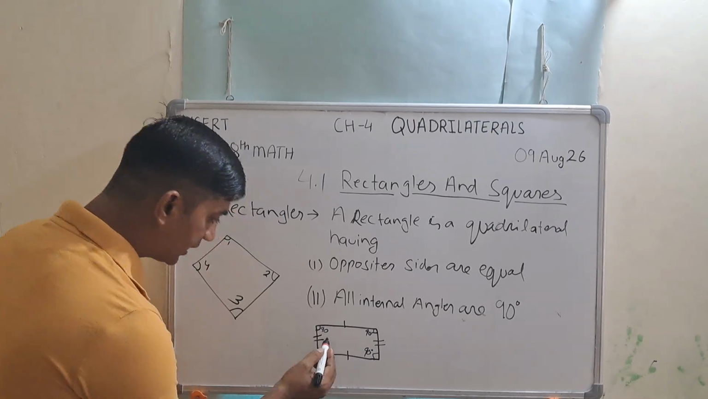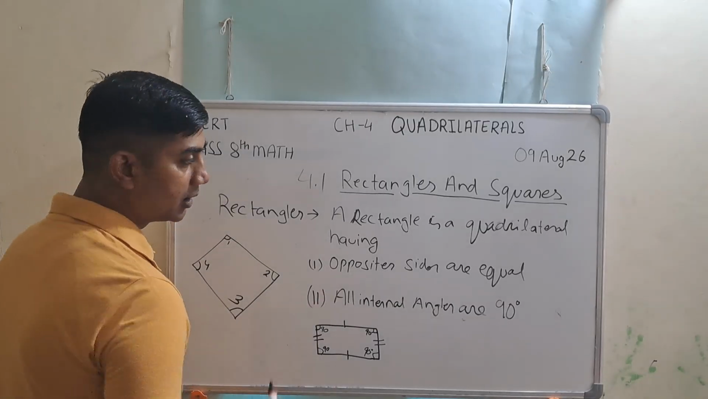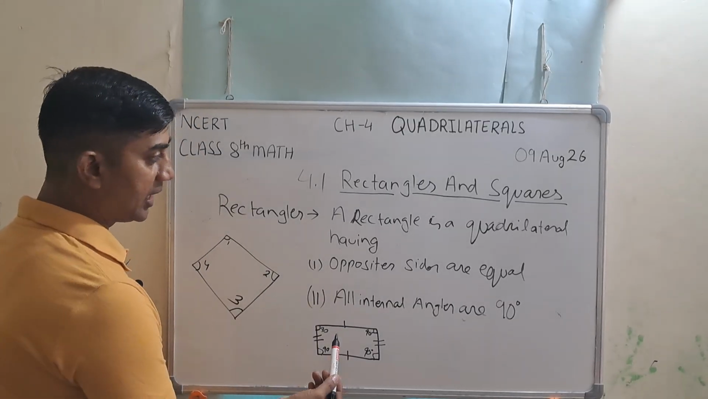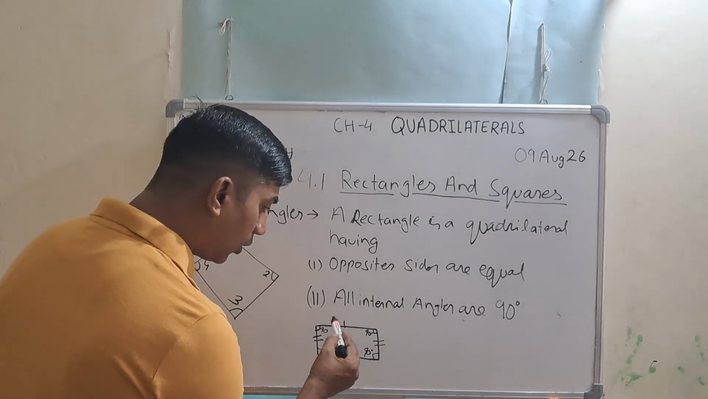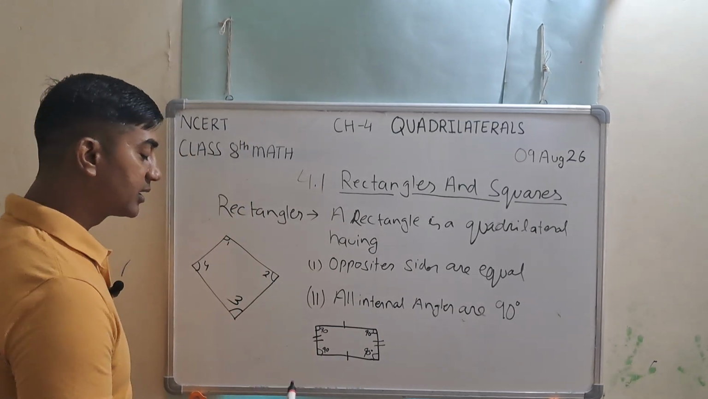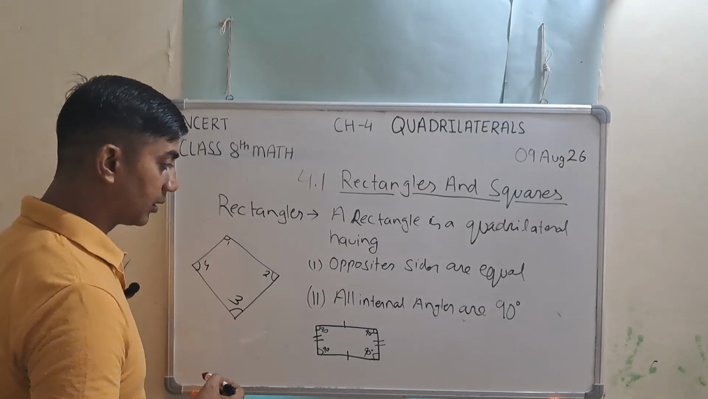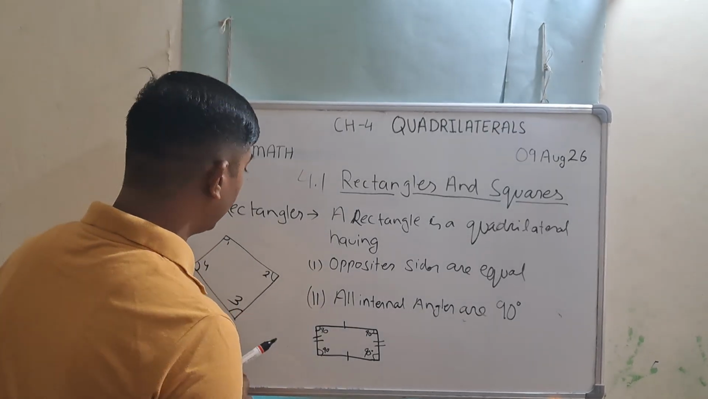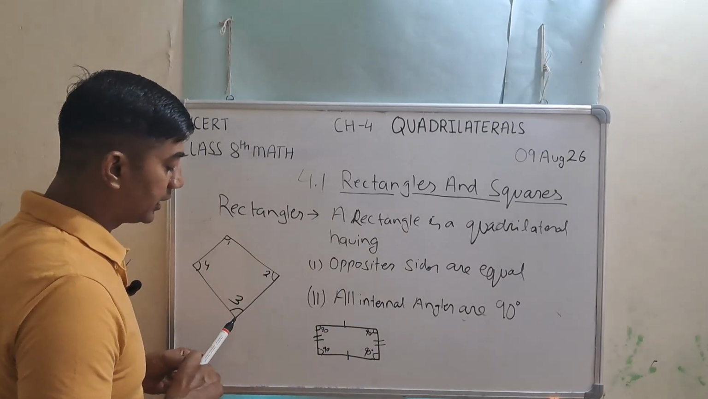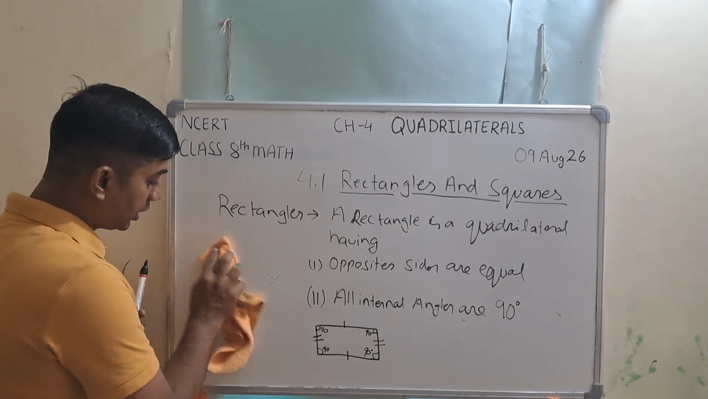If this figure satisfies this condition, it means it is a rectangle, and a square is a particular case of a rectangle in which all sides are equal. We'll discuss that later. Now we have understood the definition of a rectangle. Understood? Now see, you have observed me when I was drawing the rectangle figure, what difficulty I faced.